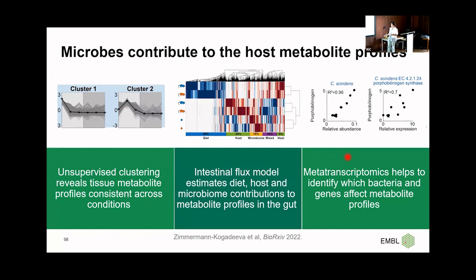And combining this information with metagenomics and metatranscriptomics data from the colonized mice allowed us to narrow down which bacteria and potentially which genes are associated with specific metabolite profiles in the large intestine, and can thus contribute to the host being exposed to different levels of metabolites in the gut.